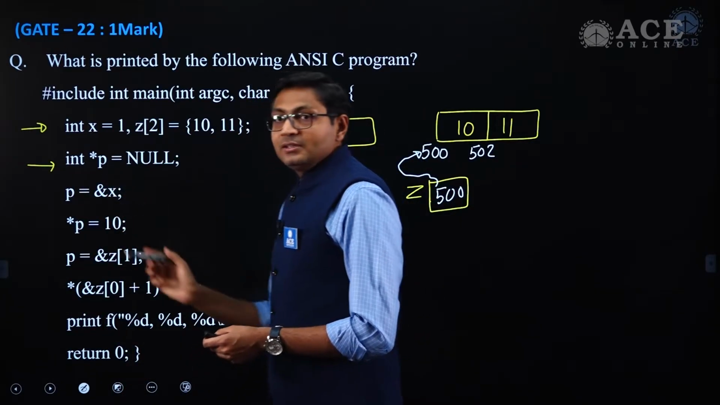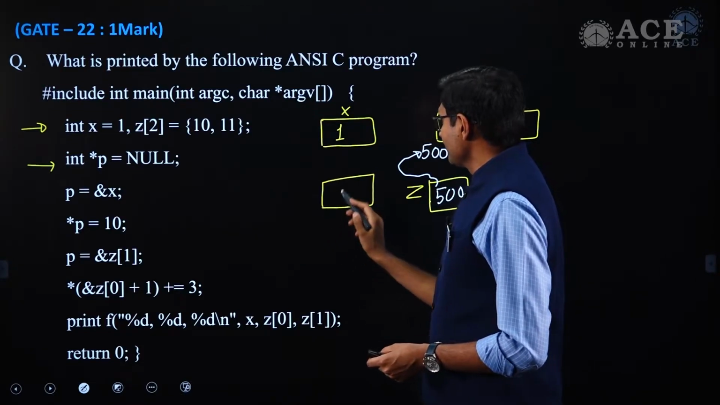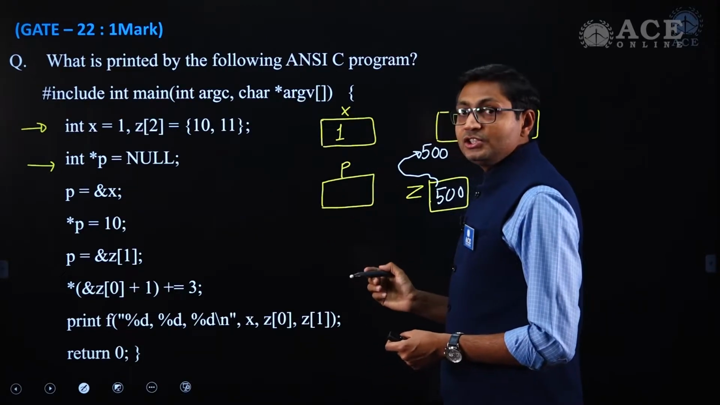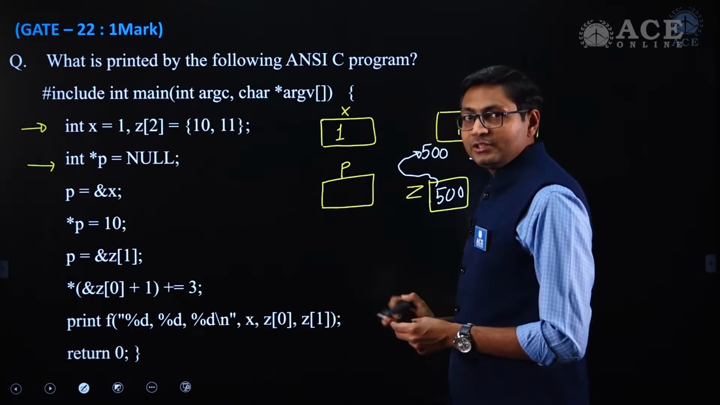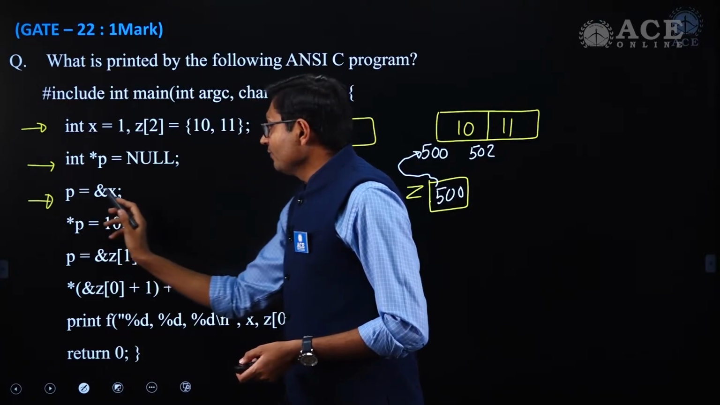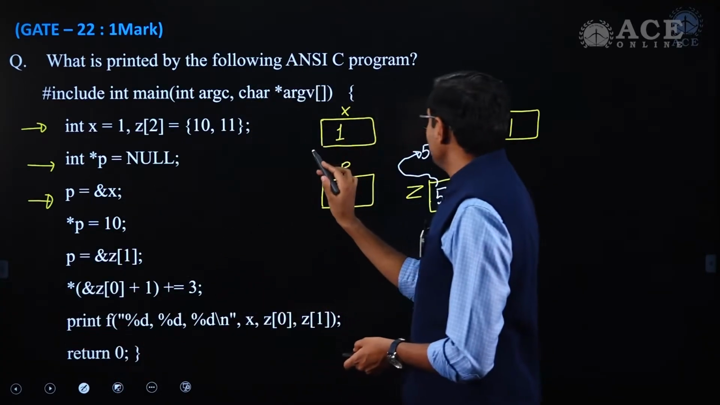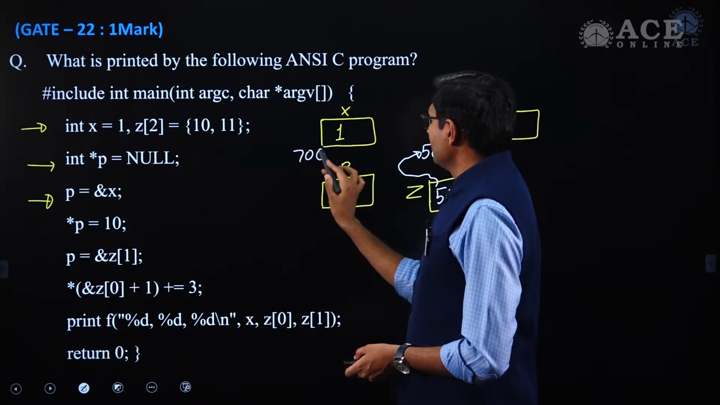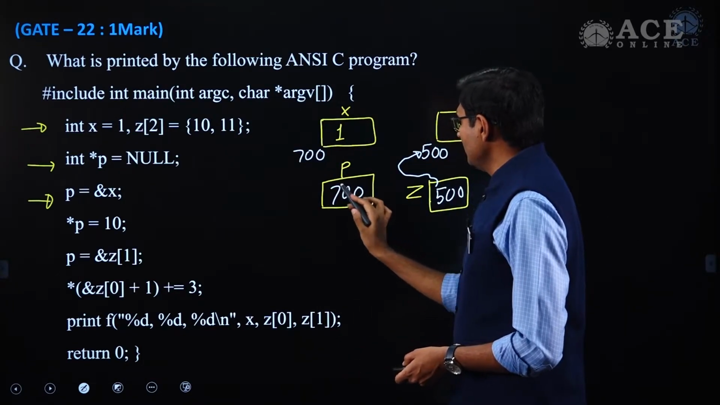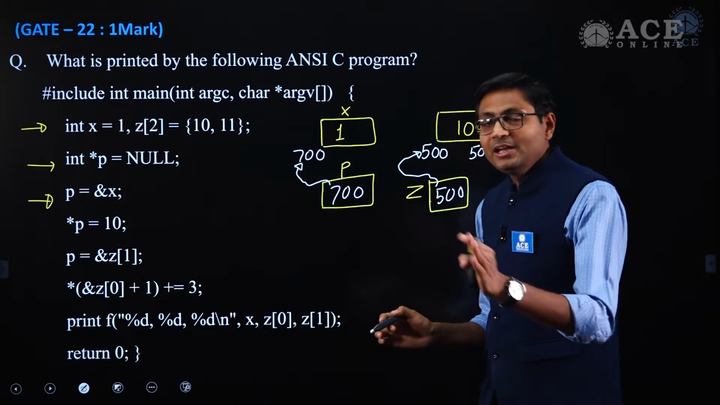In int star p, there is another variable p initialized to null. I will not show anything, blank is null here. P is equal to address of x. Let me take the address of x as something. Suppose it is 700. So 700 is stored here, meaning this is pointing to the variable x.